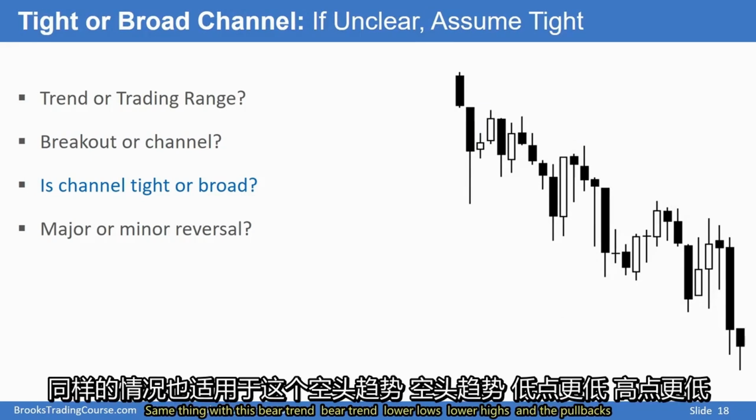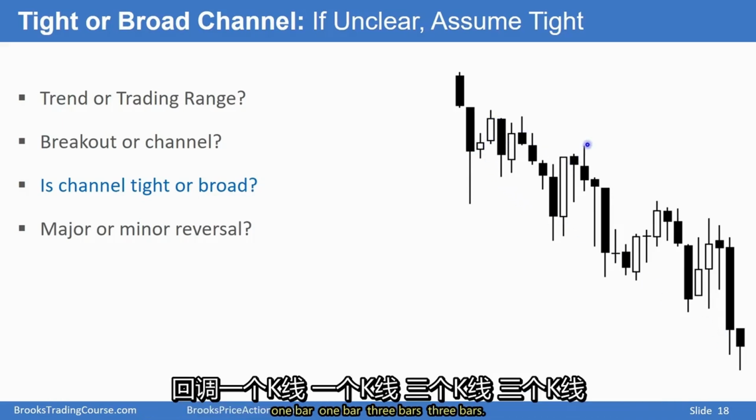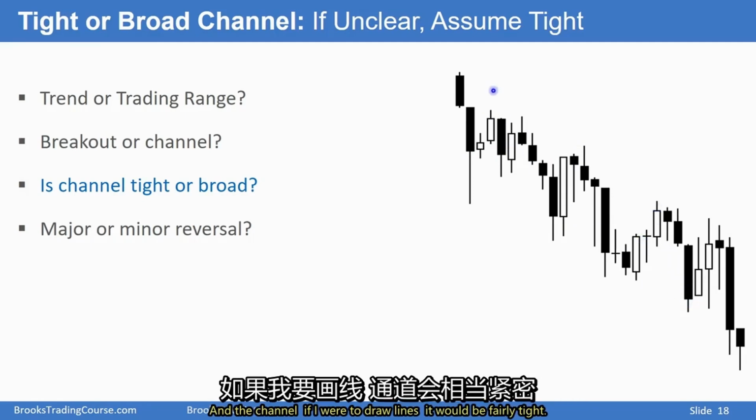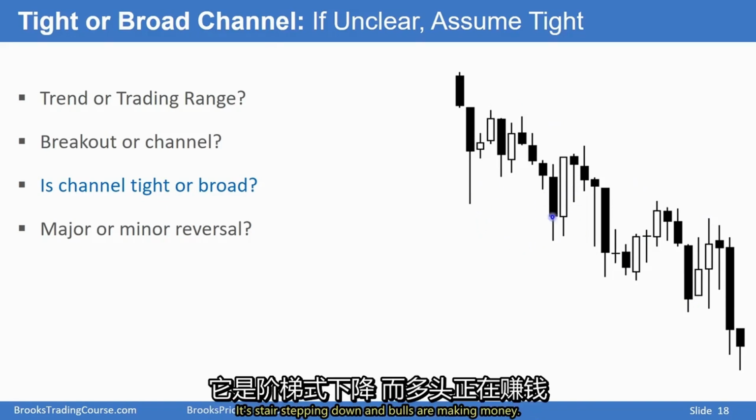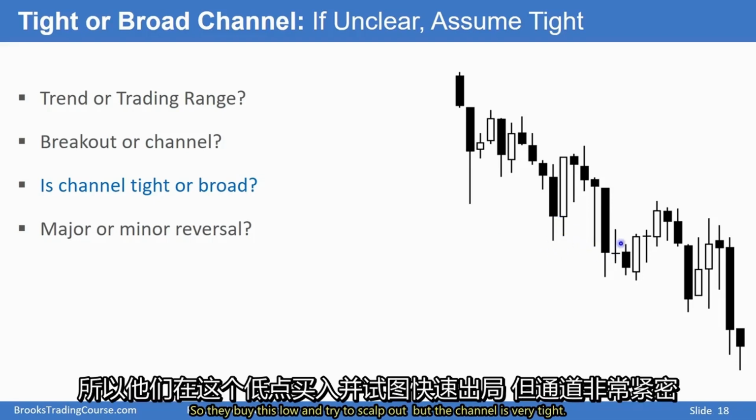Same thing with this bear trend. Bear trend, lower lows, lower highs. And the pullbacks, 1 bar, 1 bar, 3 bars, 3 bars. And the channel, if I were to draw lines, it would be fairly tight. Yes, we're overlapping. It's stair-stepping down, and bulls are making money. So they buy this low and try to scalp out. But the channel is very tight.